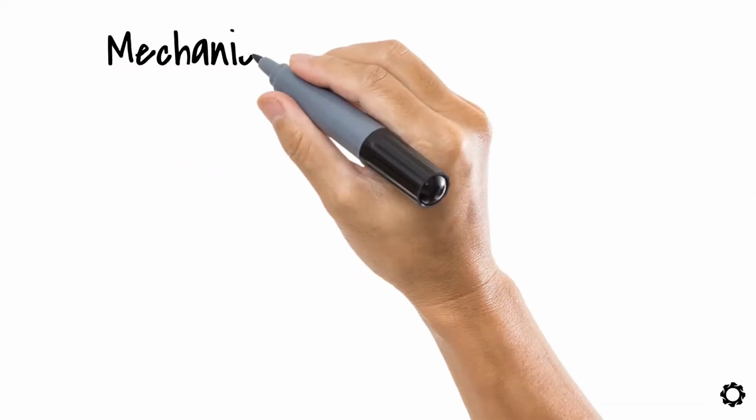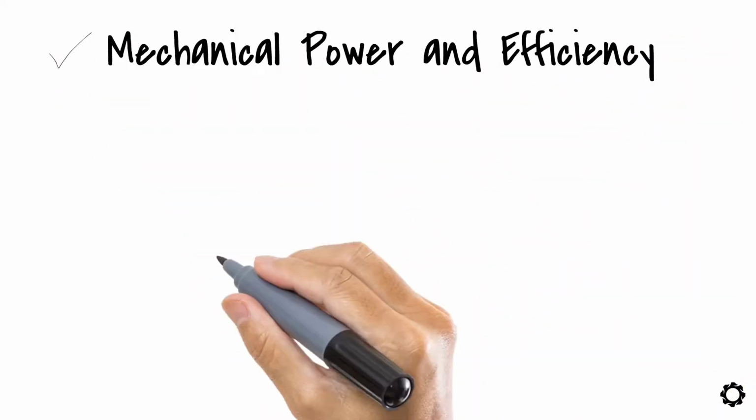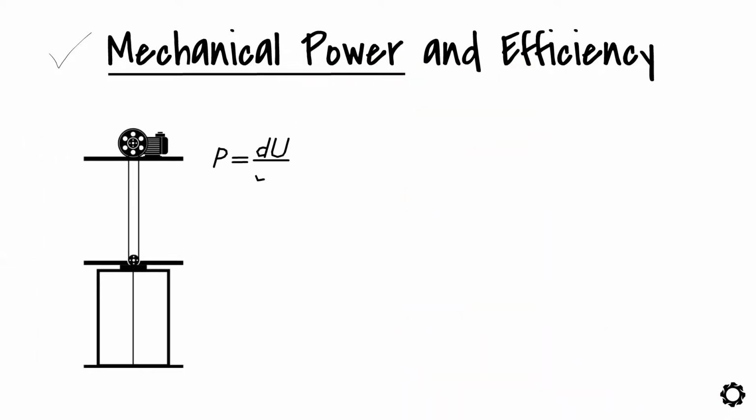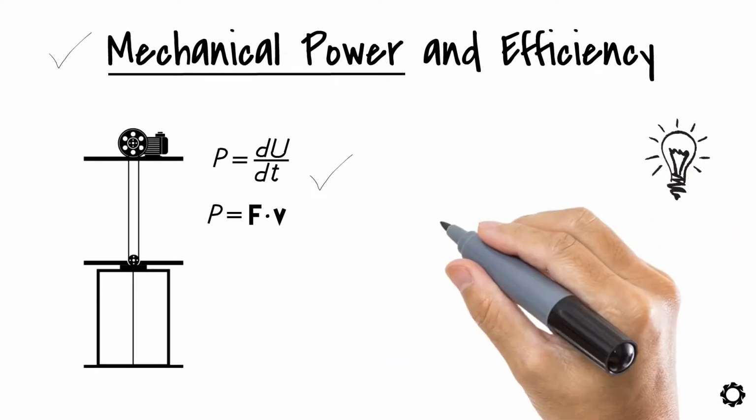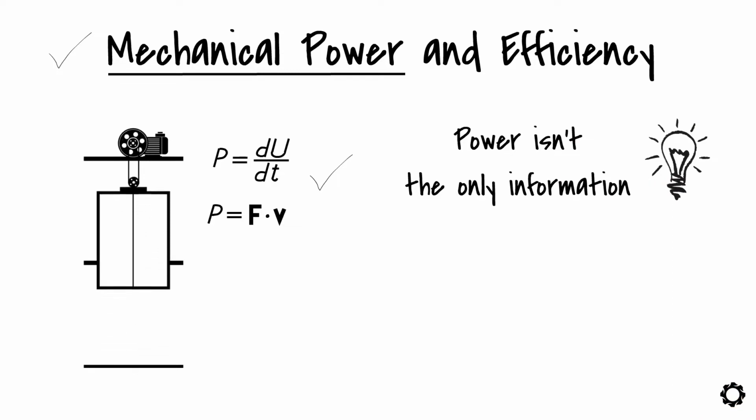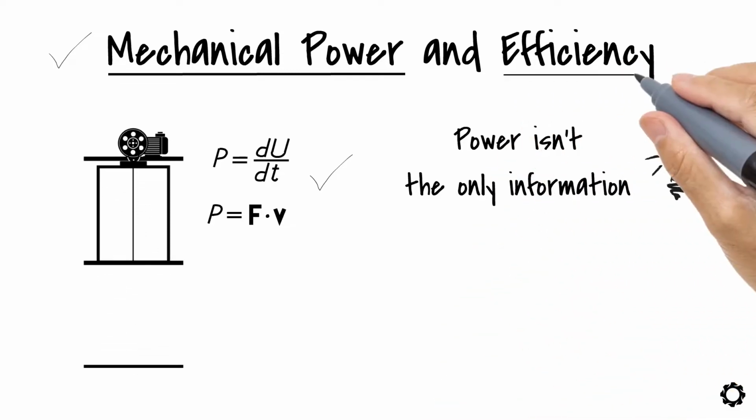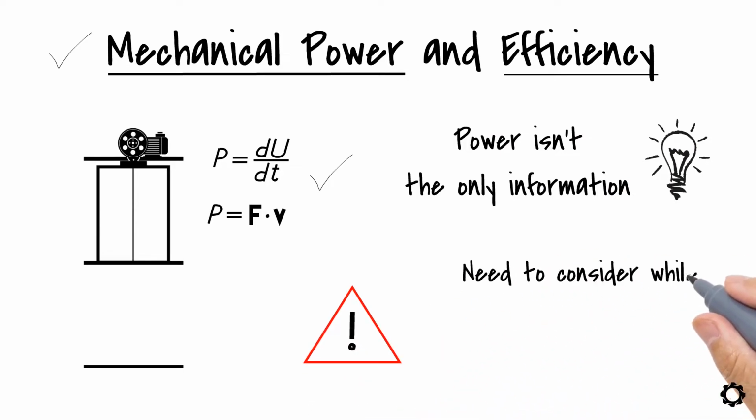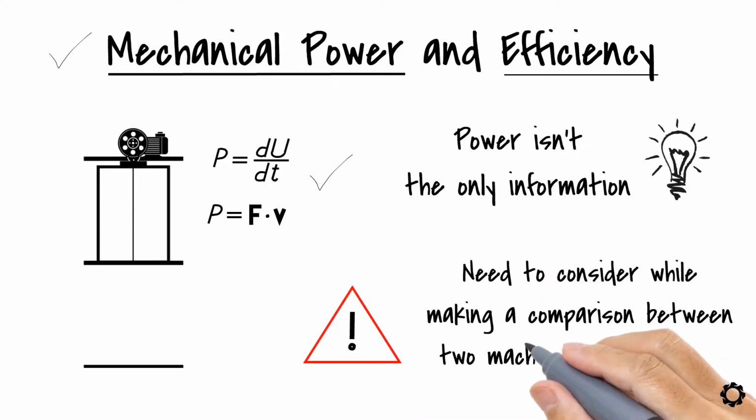Hopefully after watching this video, you know what is meant by the mechanical power of some machine and appliance, and you also know how to determine this power. You also understand that the power isn't the only information that tells us how good the machine or appliance performs, but efficiency is also an important criterion that you need to consider while making a comparison between two machines or appliances.